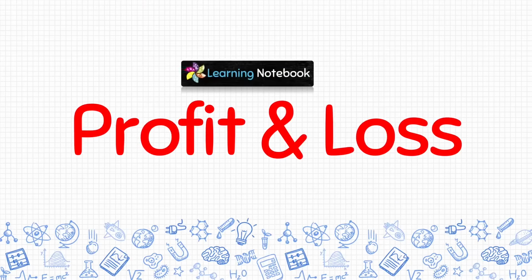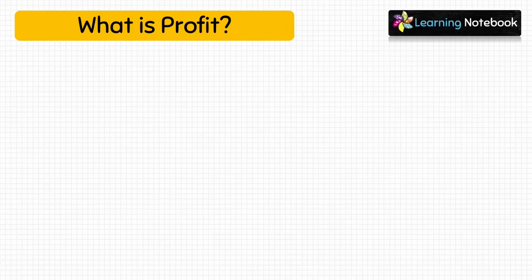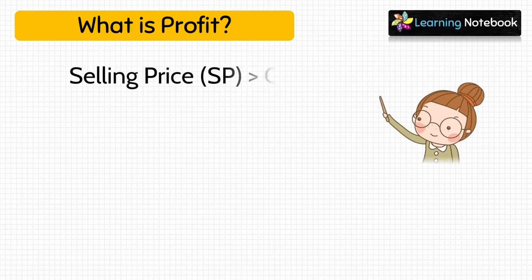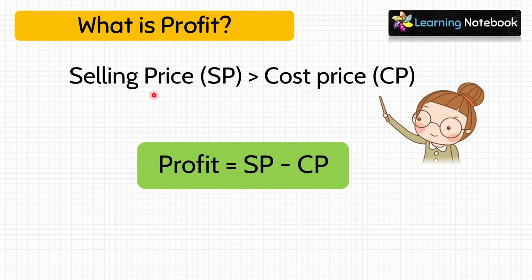Now let's understand the meaning of profit and loss. If selling price is greater than the cost price, then it means there is a profit. And profit is calculated as selling price minus cost price.